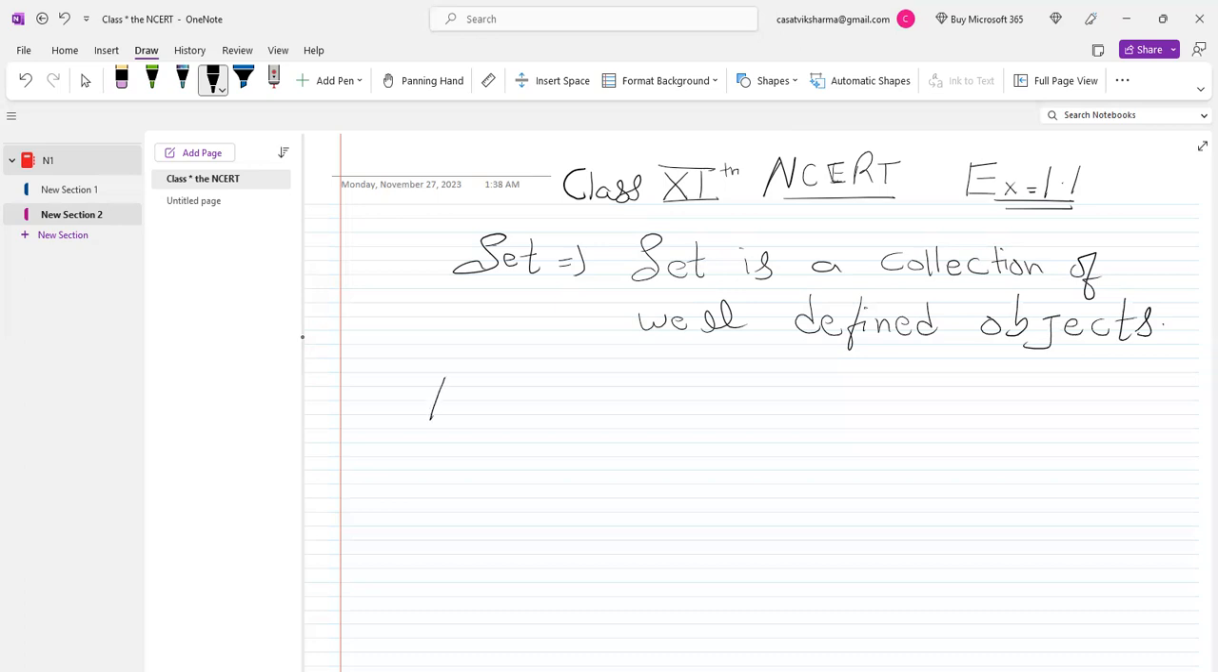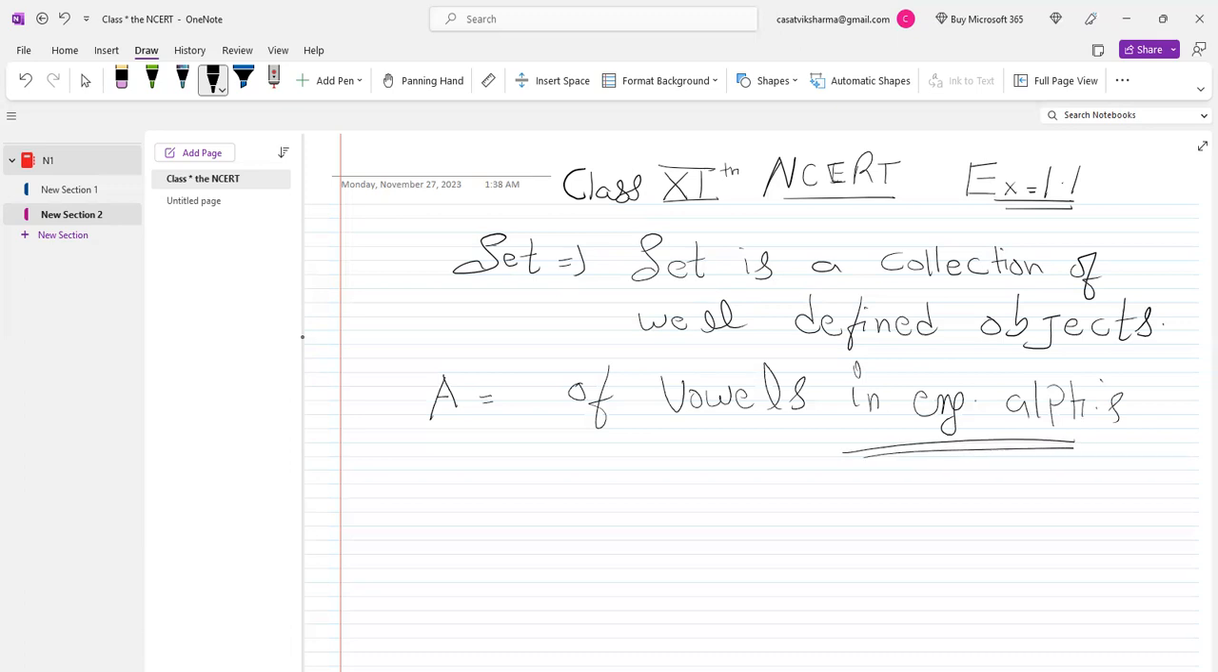For example, A is a set. A is a set of vowels in English alphabets. This is a collection of well-defined objects, and vowels are well-defined: A, E, I, O, U. We can easily identify each of the vowels.